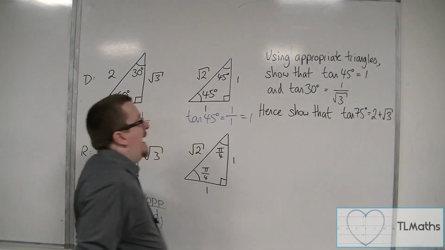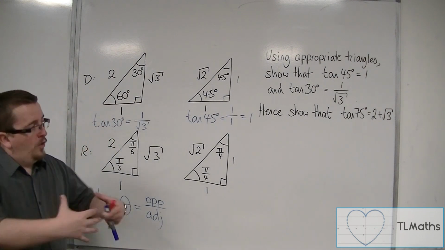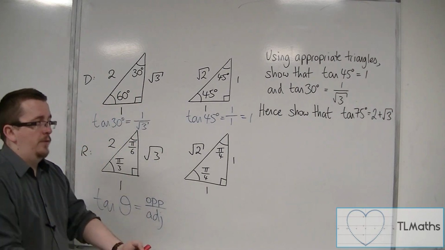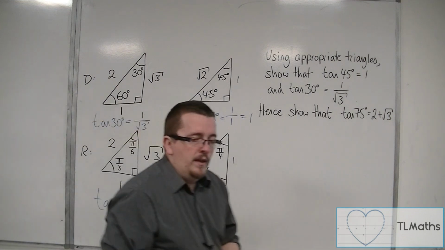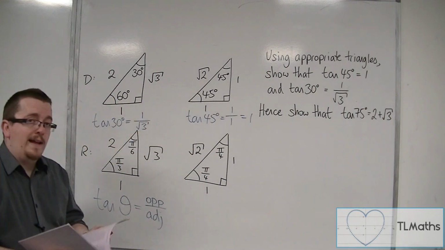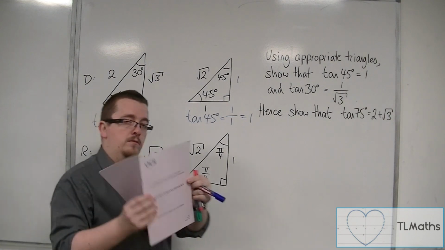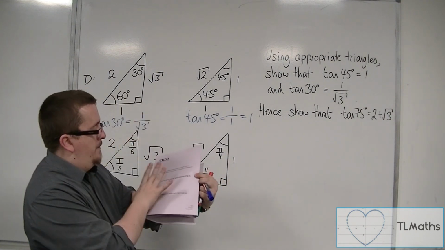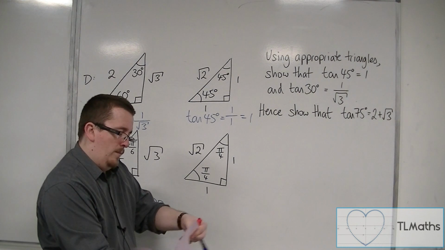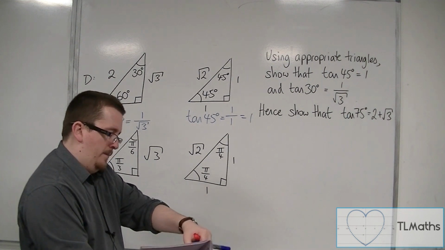Now, as for this bit, hence show that tan of 75 degrees is 2 plus root 3, what I'm doing here is letting you into something that is coming up in later videos. In later videos, we're introduced to the double angle formulas. And if you get your MEI formula booklet, and you look at page 3. Should have had it ready, shouldn't I? There we are, page 3.